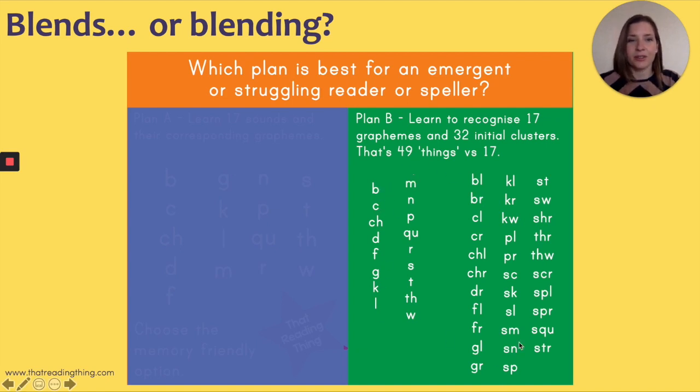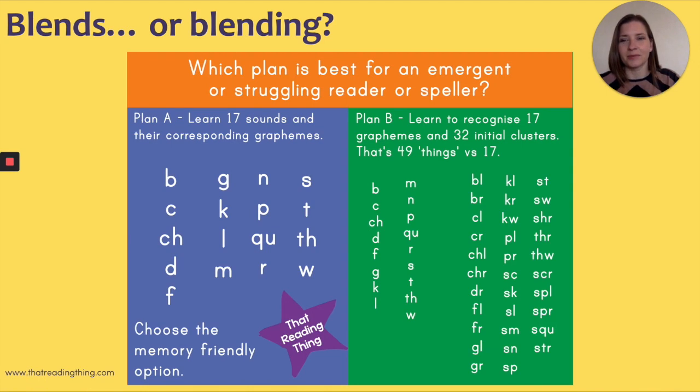and 32 initial consonant clusters, that's 49 things, or we can teach them to learn these 17 sounds and their corresponding graphemes and teach them to blend those sounds. So if we give them the skill of blending, then they can make all of these consonant clusters over here. Now there are more than 17 graphemes that they need to learn, but this is just to illustrate the point of how we can be much more efficient in how we teach our learners to handle consonant blends.